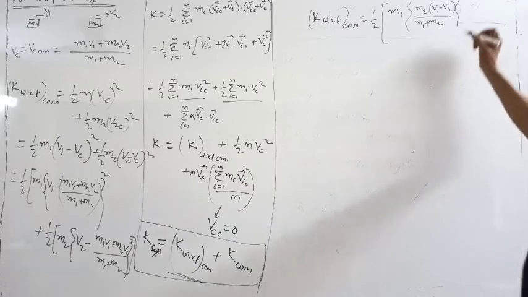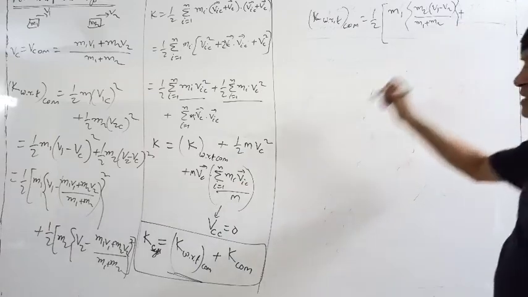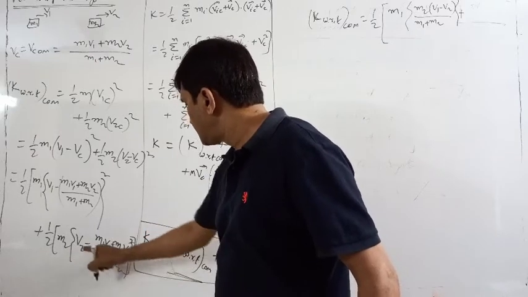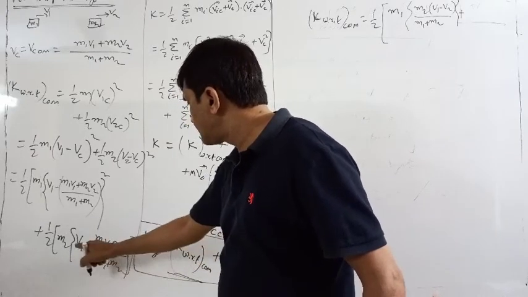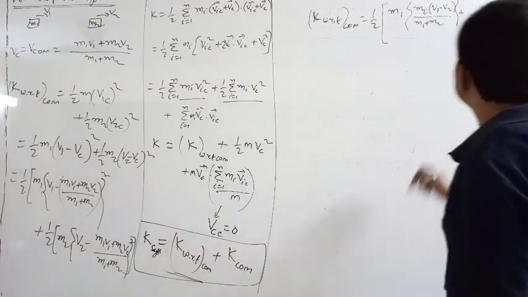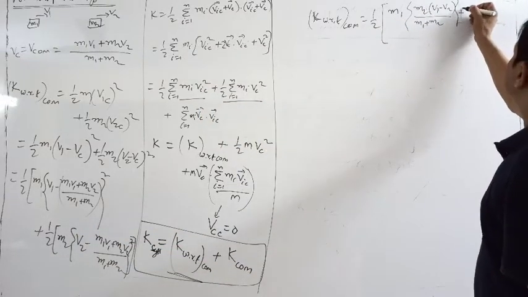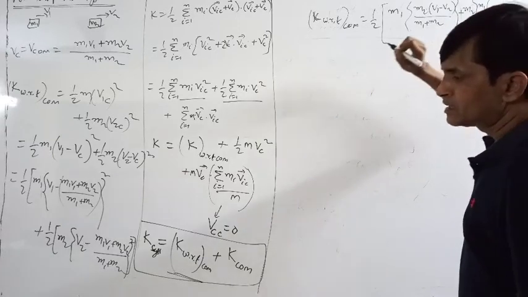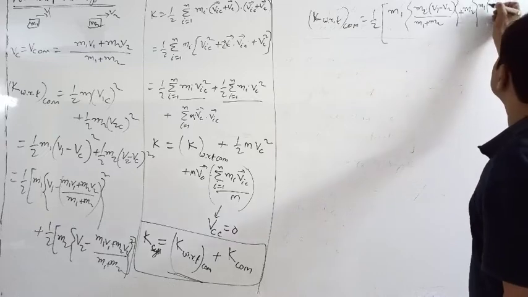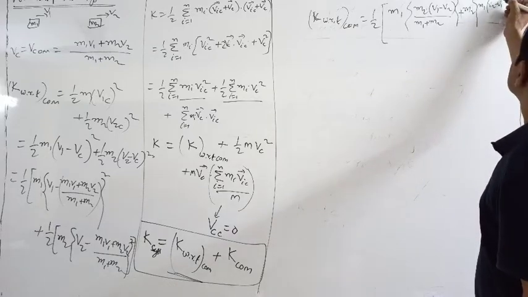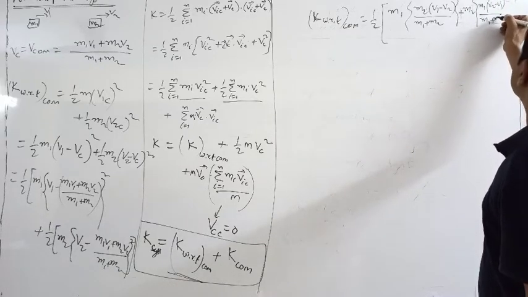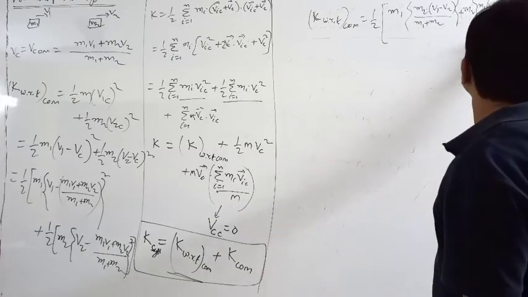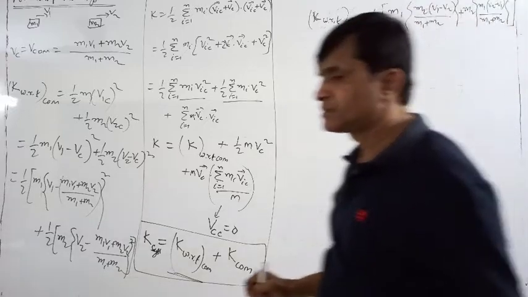Then plus, see here, half m2, m1 v2 minus m2 v2 cancels, m1 I can take common, so m1 (v2 minus v1) divided by (m1 plus m2), whole squared. This is coming. Check it.